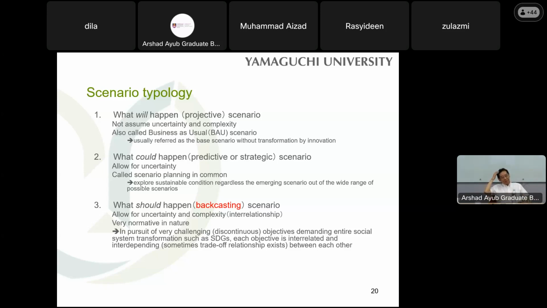And third, the "what should happen" scenario. It's called backcasting. This third scenario allows for uncertainty and complexity. Complexity means interrelationship among each element. And it is very normative in nature, impossible to prove. This is best.